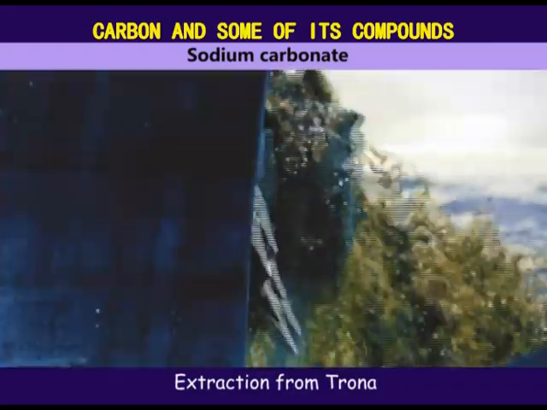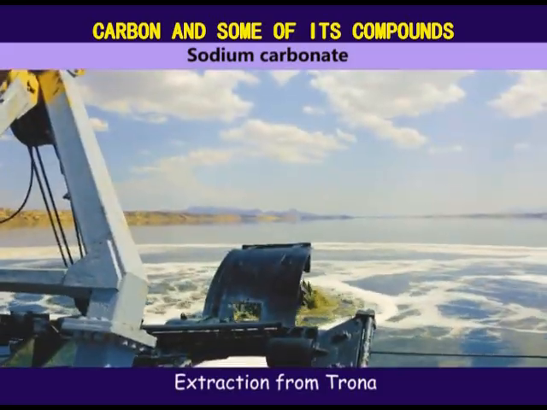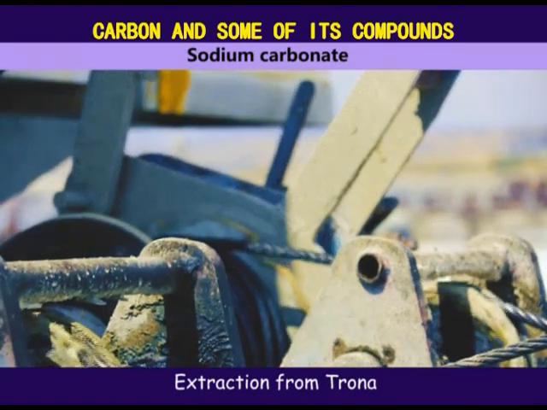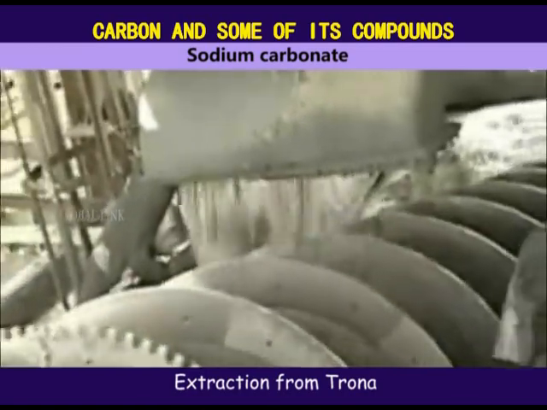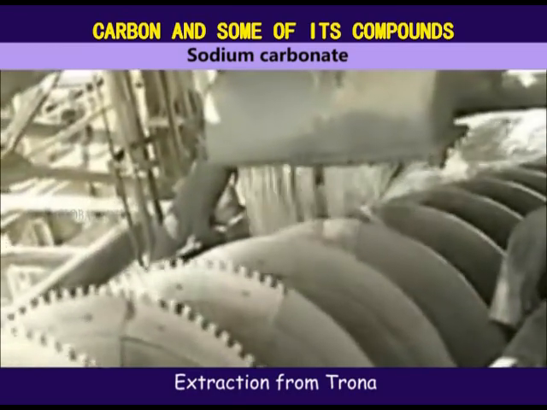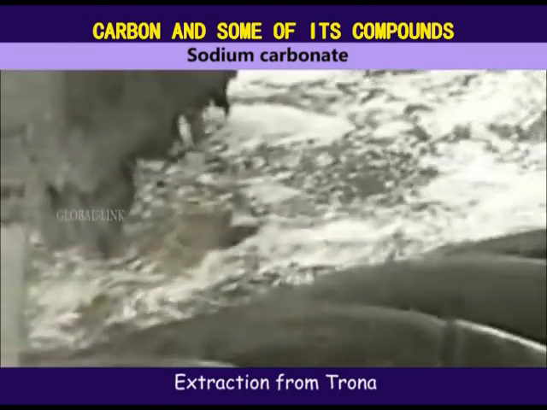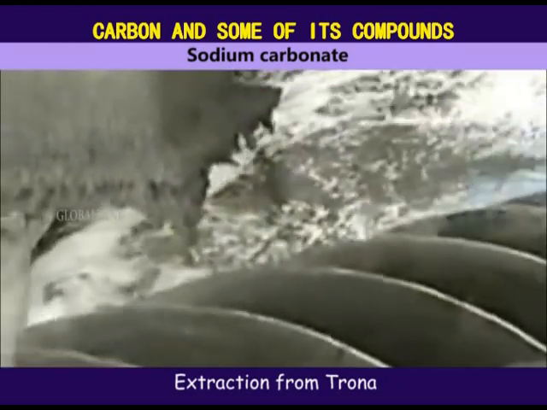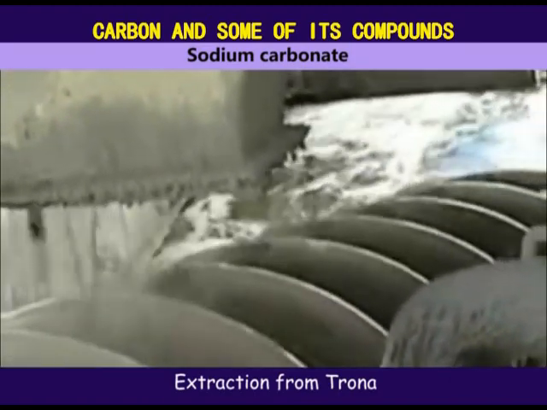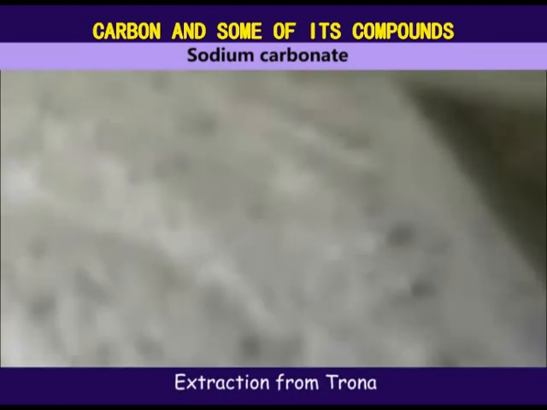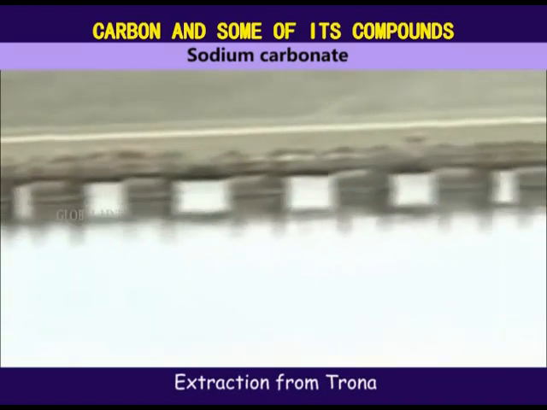The dredger scoops trona from the surface of the lake. This trona is, however, mixed with mud. The scooped trona is fed into a crusher in the dredger and mixed with water or lake liquor. The mixture is pumped through a pipeline to the factory or transported by trucks.